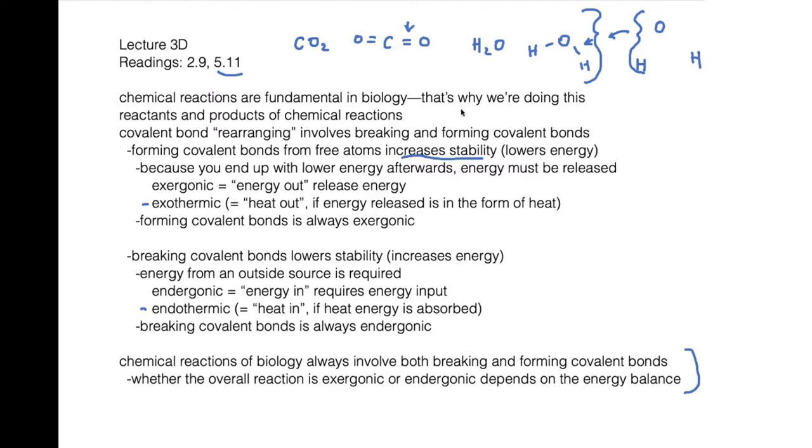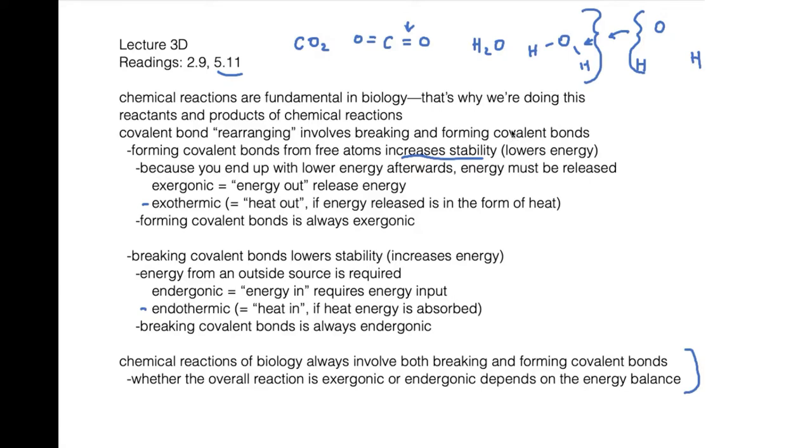Chemical reactions are fundamental in biology. That's why we're doing this. Chemical reactions involve reactants, those are the things that go into a chemical reaction, and products, those are the things that come out of chemical reactions. We can dissect a chemical reaction into what exactly is happening. It's always going to involve rearranging covalent bonds, breaking some bonds and forming other covalent bonds.